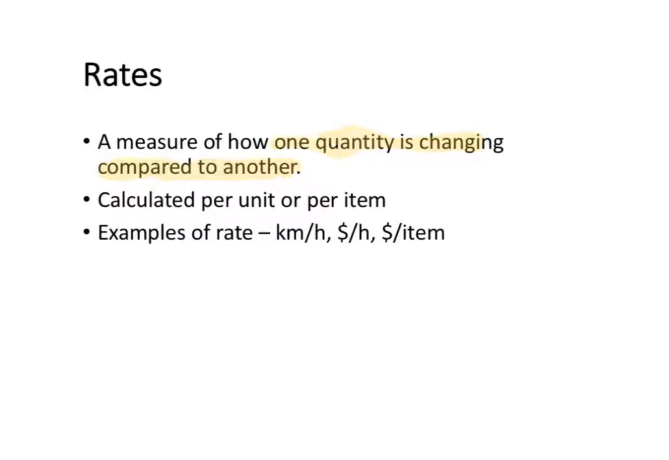So for example, when you're traveling in a car, the speed that car is going, kilometers per hour, is an example of a rate. When you get a job and you're earning a certain amount per hour, that is another example of a rate. Or when you go to the shops and you buy an item and it costs $20 per item, that is another example of a rate. So rates are used very commonly in everyday life.